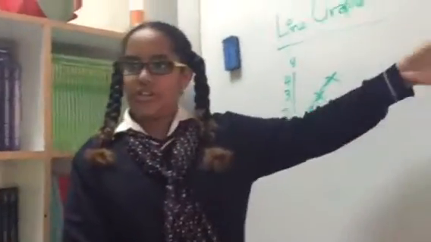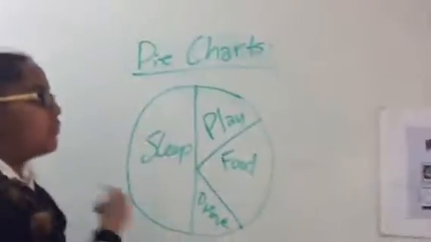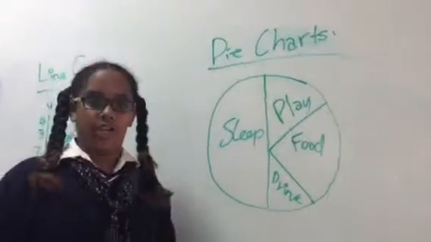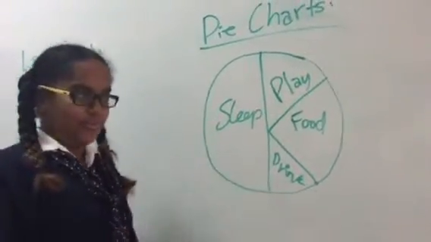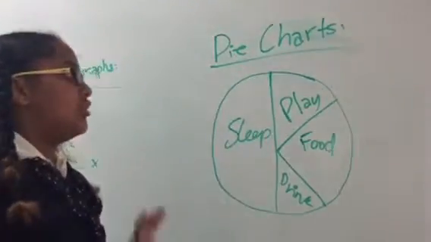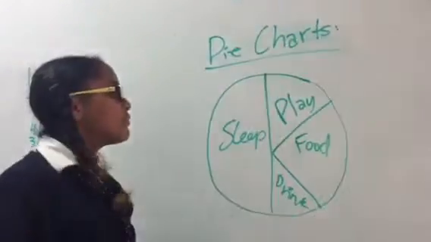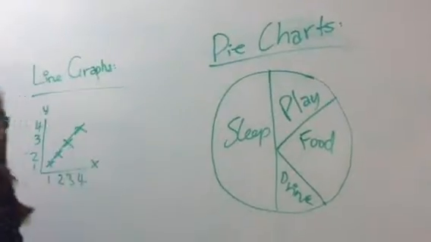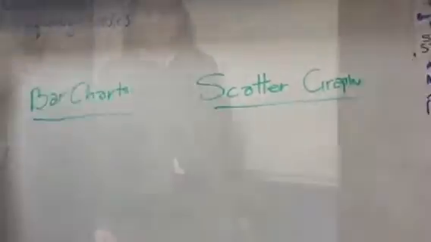And now we're going to do pie charts. Something about pie charts is you have to use a protractor and again a pencil, and your results have to be accurate, so you must make sure that all your data is correct. Now we're going to move on to bar charts and scatter graph.